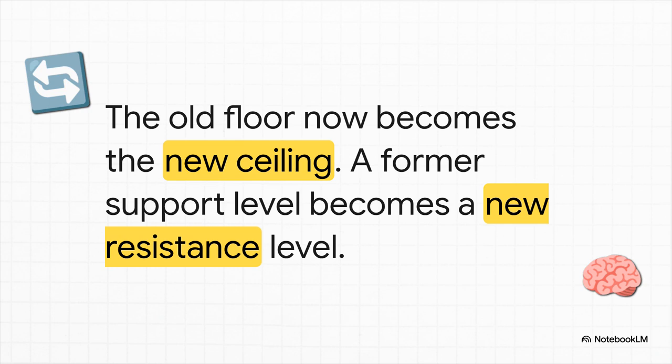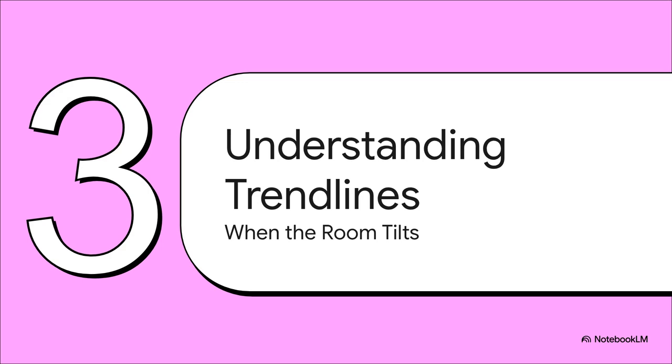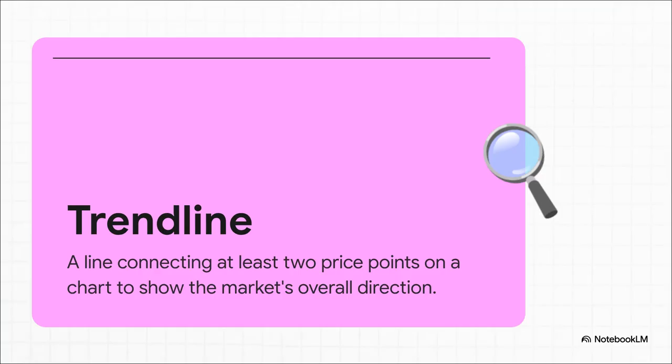The psychology completely flips. And by the way, the exact same thing happens in reverse. When a resistance ceiling is finally broken, it often becomes the new support floor. Okay, so far we've been picturing a room with a totally flat floor and a flat ceiling. But the market isn't always flat, is it? So what happens if the whole room is tilted? This is where our third and final concept comes in, trend lines. A trend line is really simple. It's just a line that we draw on the chart to show us the direction of that tilt. Is the room tilting up? Is it tilting down? Or is it still flat? By connecting the dots where the price bounces, we can see the market's overall direction plain as day.